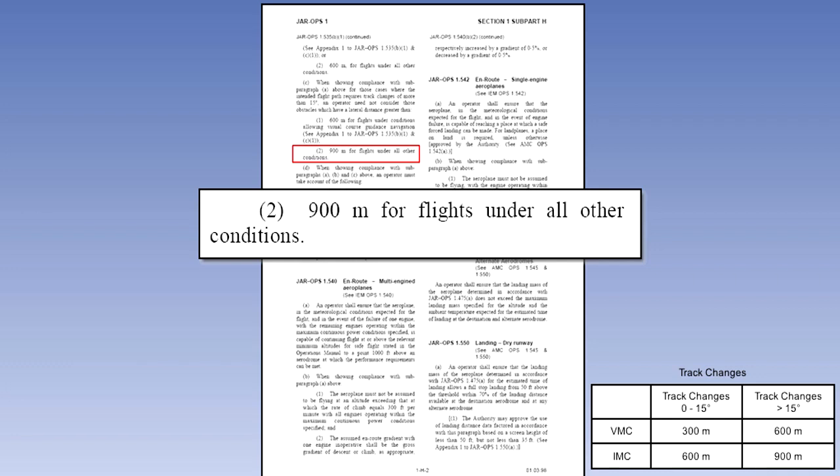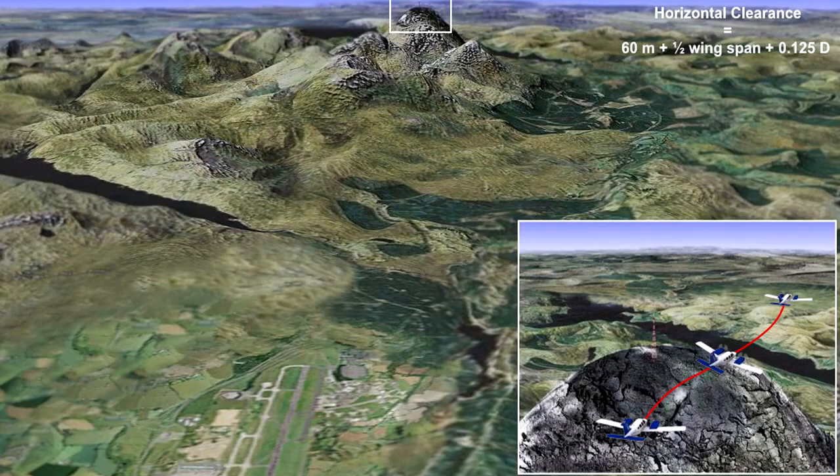Let's work through an example to illustrate how the horizontal clearance requirements work in practice. The specimen aeroplane used in CAP 698 is the Piper Seneca, whose wingspan is approximately 12 meters. Therefore, in the formula, half the wingspan is 6 meters. d represented the distance from the end of the takeoff distance required to the obstacle. And in our example from earlier, we used 9,000 feet as being the distance to the obstacle, which is 2,744 meters. The formula gives us a horizontal obstacle clearance of 409 meters.